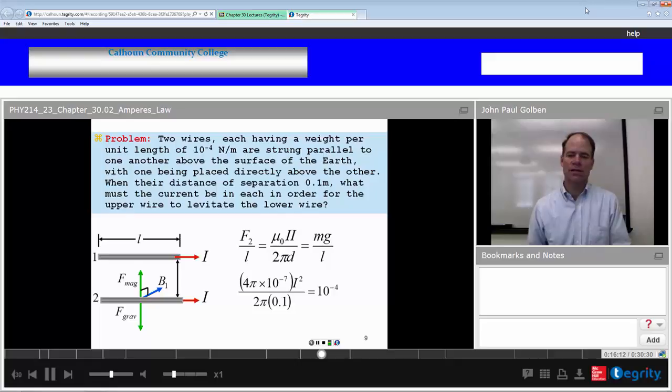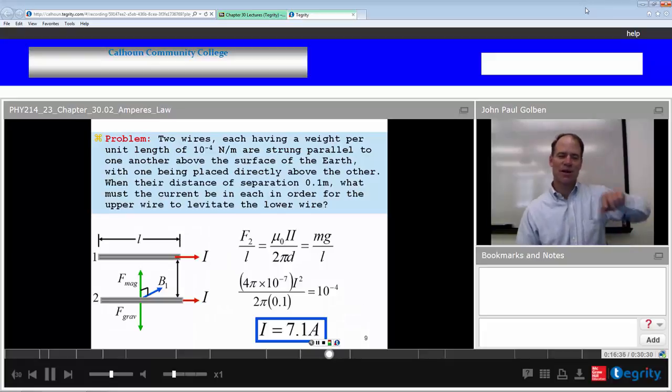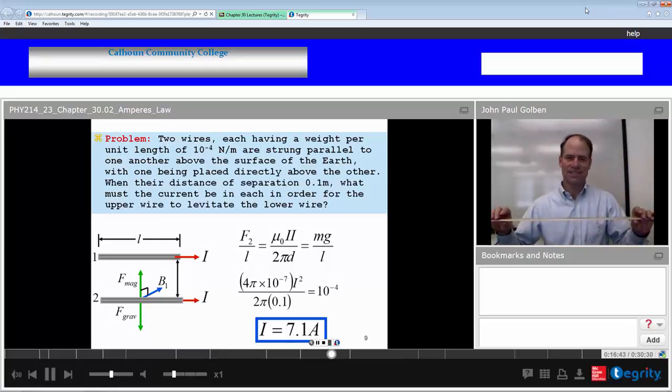Putting our numbers in, mu naught is 4 pi times 10 to the minus 7. Our currents are going to be the same, so we're going to have I squared over 2 pi. We are 10 centimeters away, 0.1 meters away, and our weight per length was 10 to the minus 4 newtons per meter. So I can solve this for I, and if I do, algebraically, I get that my current would be 7.1 amps. So if I ran 7.1 amps in each of these currents, then the lower wire would levitate against its own weight. How about that?